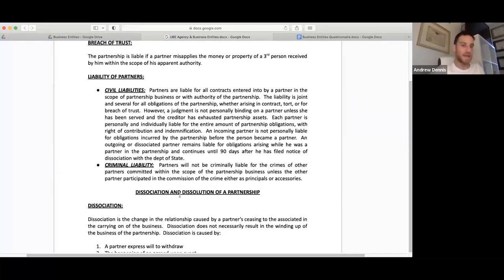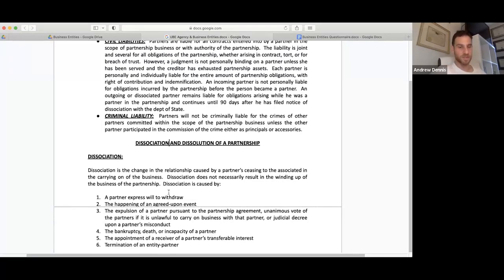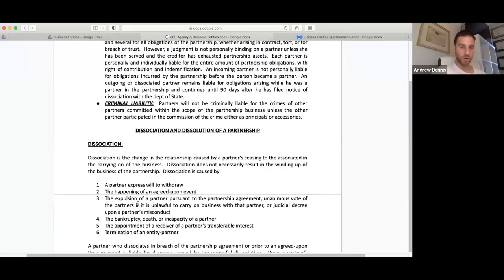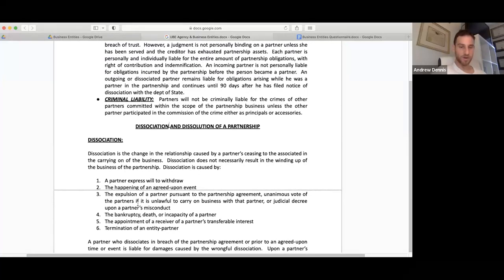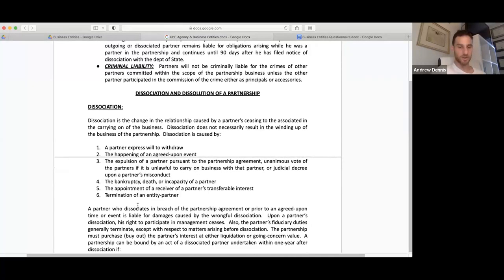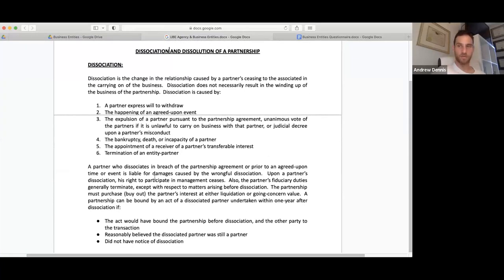So now the partnership's ending. How does it end? We have a dissolution. We have a dissociation and then dissolution. Dissociation is the change in the relationship caused by a partner ceasing to be associated and carrying on the business. It does not necessarily result in winding up the business of the partnership. It just means someone is dissociating. Causes include a partner's expressed will to withdraw, the happening of an agreed upon event, expulsion of a partner, bankruptcy, death, or incapacity of a partner, the appointment of a receiver of a partner's transferable interest, or termination of an entity partner. A partner who dissociates in violation of the partnership agreement or prior to an agreed upon time or event is liable for damages caused by the wrongful dissociation.